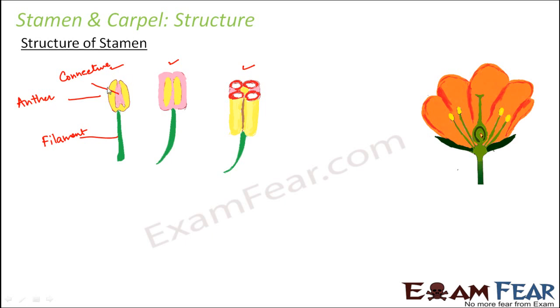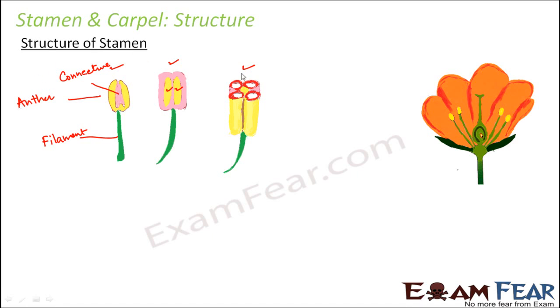Talking about the anther, it is a two-lobed or bi-lobed structure at the tip of the filament. If you look at this one, you can see the two lobes of the anther. The yellow colored structure is the anther. And what is connective? Connective is a tissue-like structure which connects and supports the two lobes of the anther. That is why it got the name connective, because it connects the lobes of the anther. It is attached at the back side of the anther.